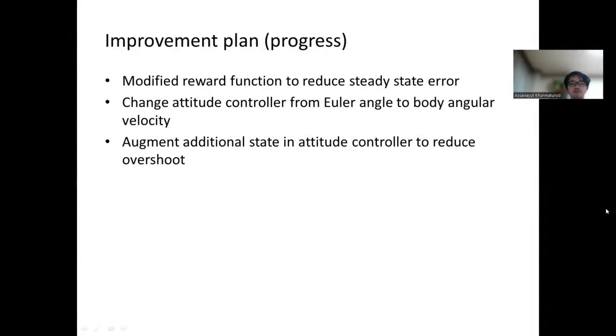And so for the current improvement, we have done three things so far. First, we modified the reward function to reduce steady state error. Second, we changed the attitude controller from Euler angle to body angular velocity. And third, we augmented an additional state into the attitude controller to reduce the overshoot response.